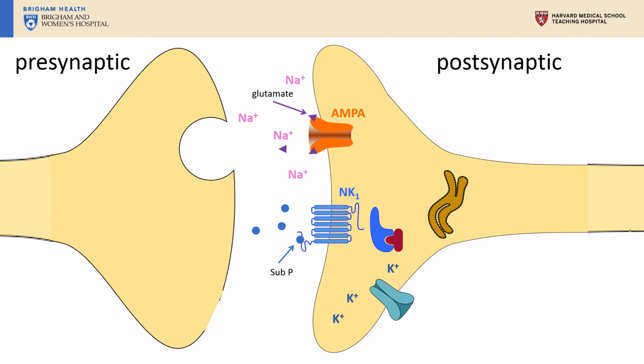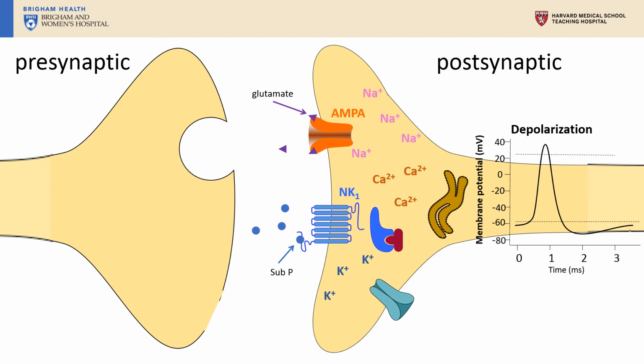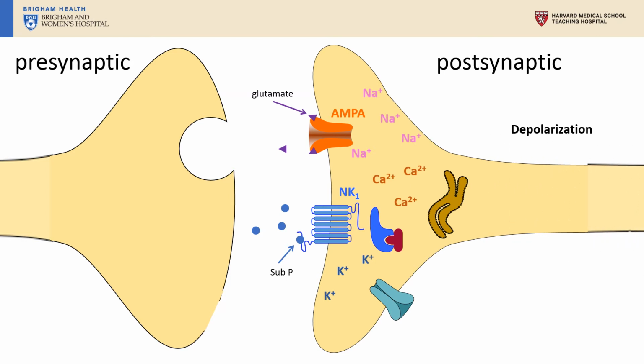AMPA activation by glutamate directly opens an ion channel and allows sodium to flow into the cell. Thus, it is an ionotropic receptor. The NK1 receptor is G protein coupled, or metabotropic, and activation by substance P leads to many complex responses, including release of calcium ions from intracellular stores and inhibition of the normal outward movement of potassium. This overall increase in positive charges in the cell results in depolarization, and the action potential will travel along the nerve.